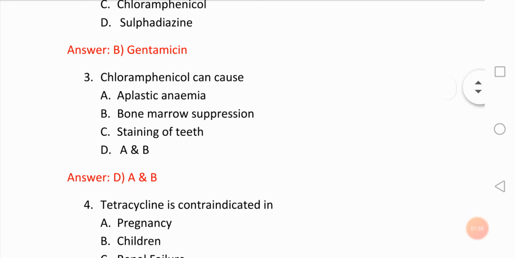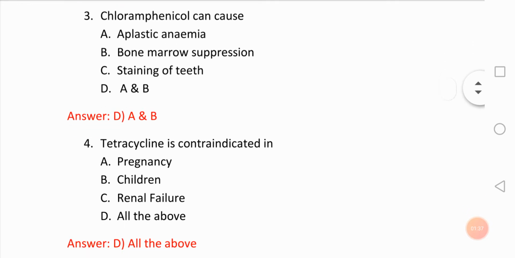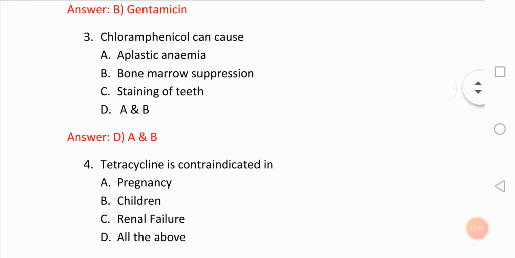Fourth question: tetracycline is contraindicated in A. Pregnancy, B. Children, C. Renal failure, and D. All of the above. And the answer is all of the above, D. Tetracycline is contraindicated in children, pregnancy and renal failure.